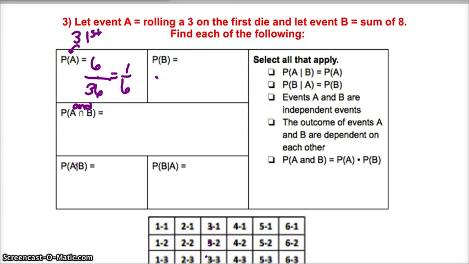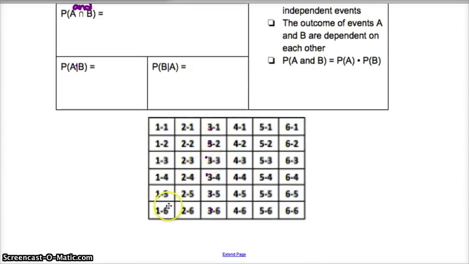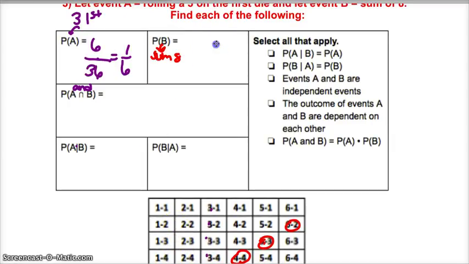The probability of event B. Event B is the sum of 8. Well, what sums to 8? Let's see. This does, this does, this does, this does, and this does. So 1, 2, 3, 4, 5 options. There are 5 combinations of these dice that sum to 8 over all 36.